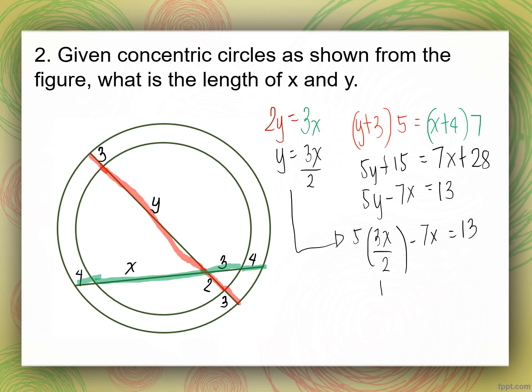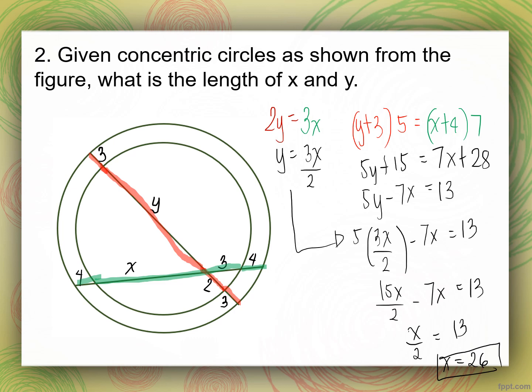So 5 times 3x, that is 15x, all over 2 minus 7x is equal to 13. So 15x over 2 minus 7x, so this is 14x. So 15x minus 14x is an x. So we'll have x over 2 is equal to 13. Therefore, the value of x is 2 times 13, which is 26. So we now have the value of x.